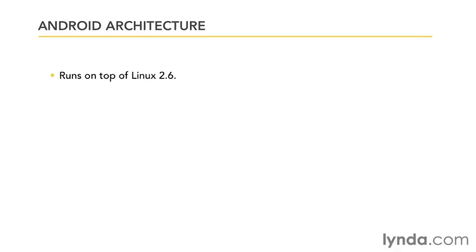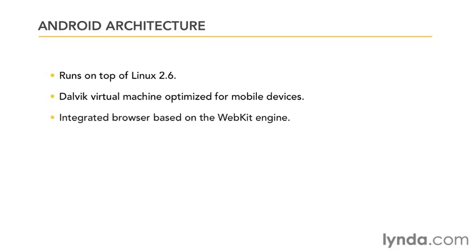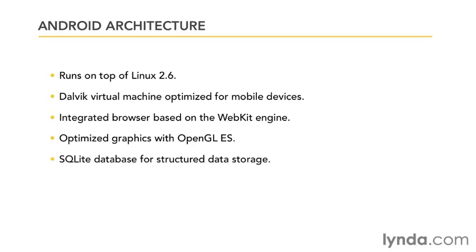Android runs on top of Linux 2.6, and it uses a virtual machine called Dalvik, which is particularly optimized for mobile devices. It has an integrated browser based off of the open source WebKit engine. It has OpenGL ES, which is the embedded version of OpenGL for high performance 2D and 3D graphics. And it uses SQLite as a database for structured data storage.